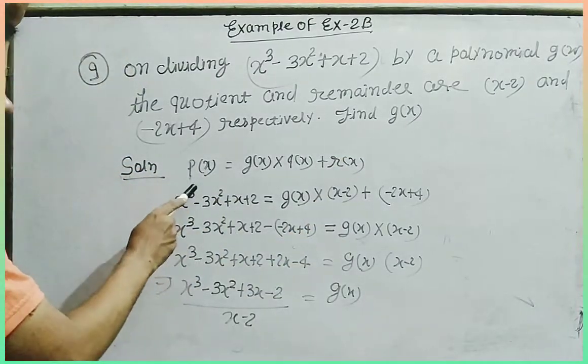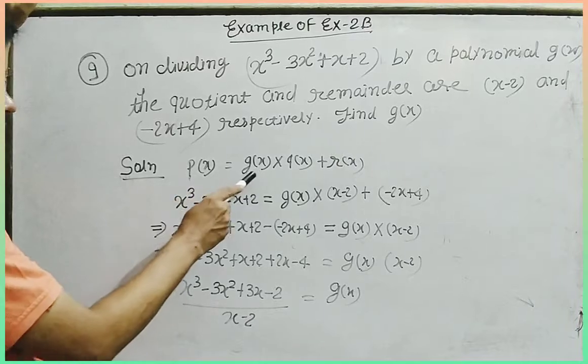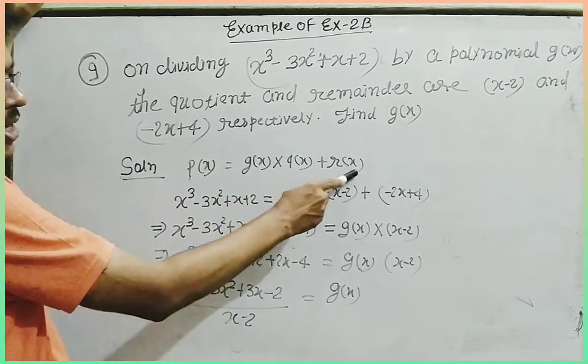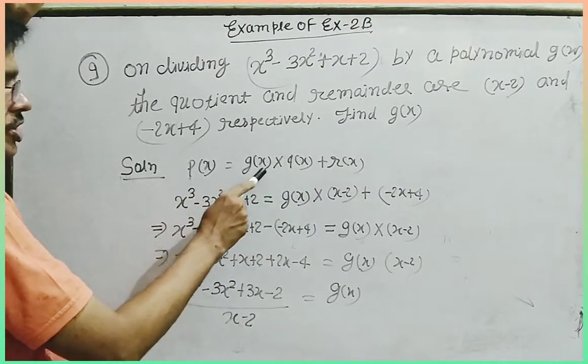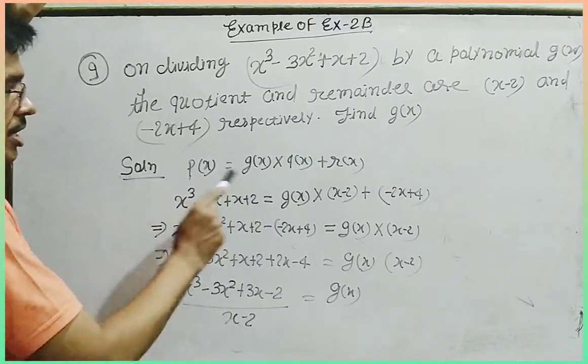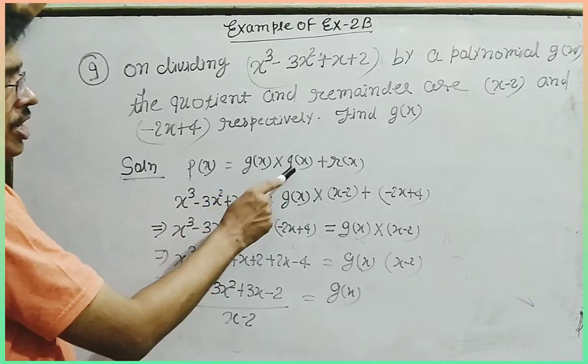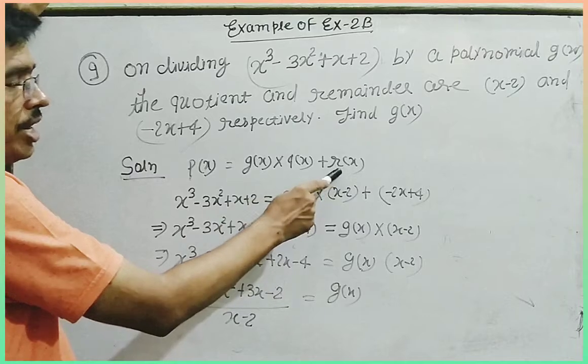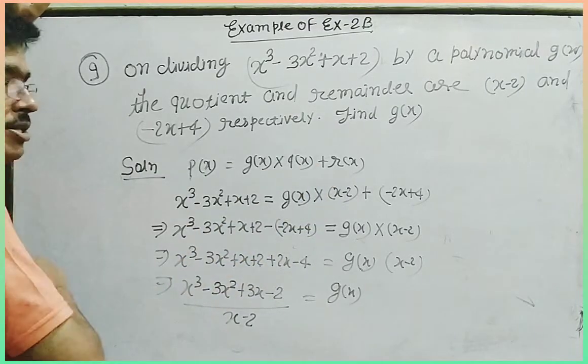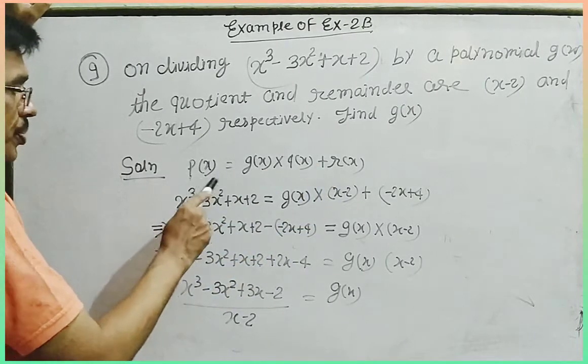So first we write the formula. Dividend is equal to divisor into quotient plus remainder. p(x) is equal to g(x) into q(x) plus r(x). g(x) works as the divisor, q(x) works as the quotient, and r(x) works as the remainder, and p(x) works as the dividend. So you put their values.